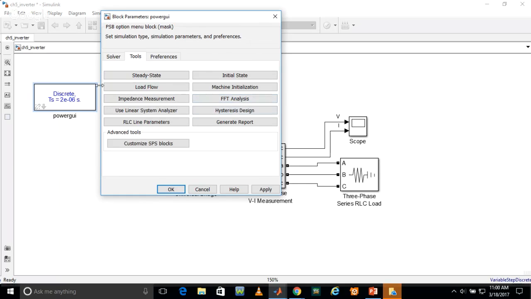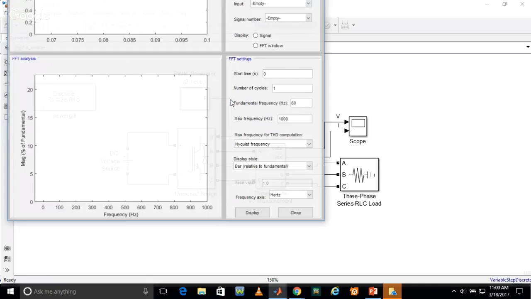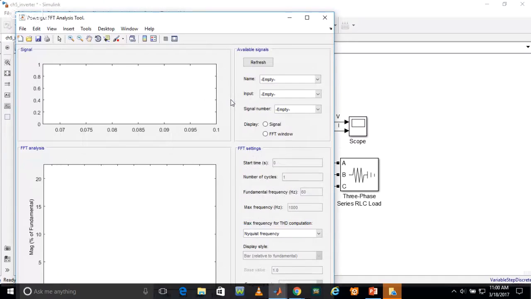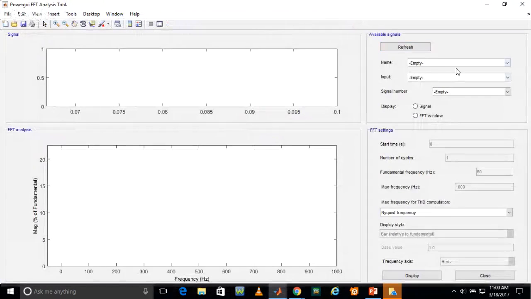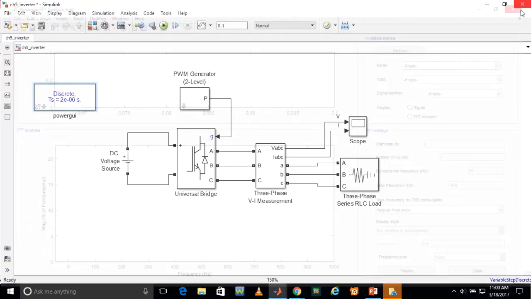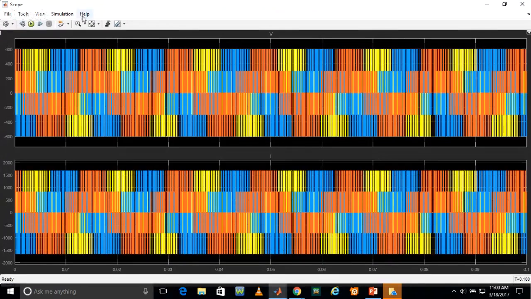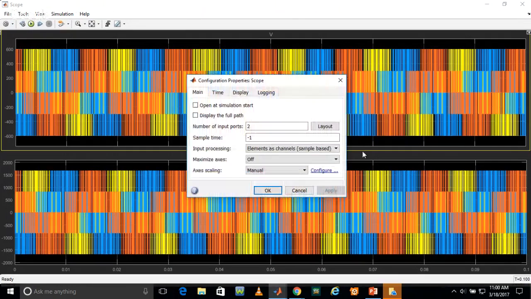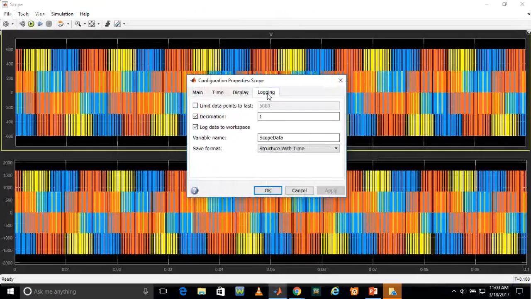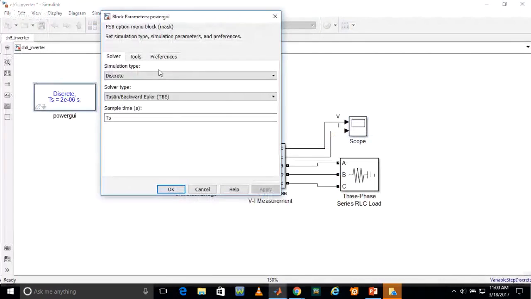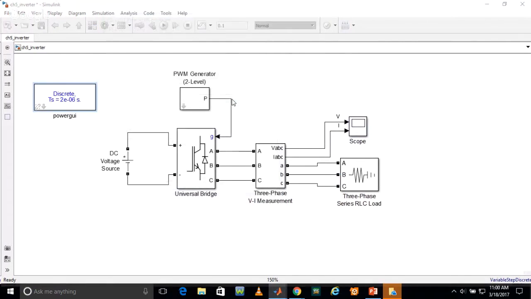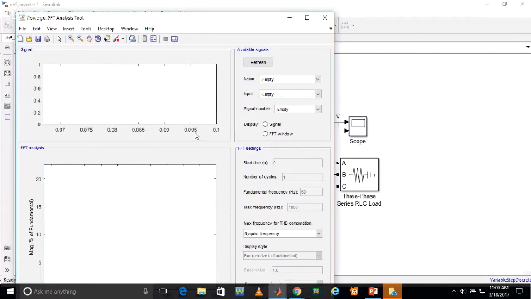In the toolbox, go for FFT analysis, because you want to check how many harmonics are present in this signal. So go for this circuit. It's not showing.